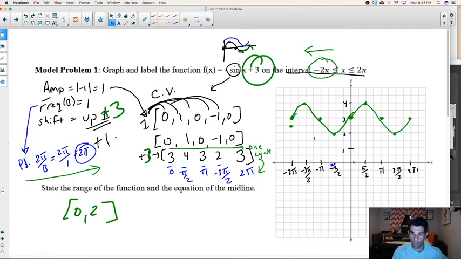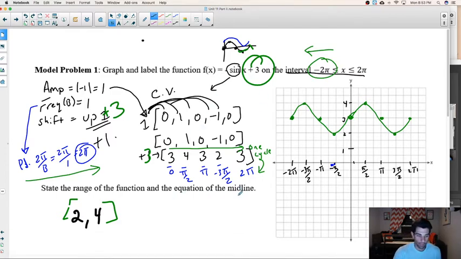Ooh, that should be 3. There's the 3. All right, so there it is. Much better looking and also correct. All right, let's do the range here. So now the lowest part of this graph is 2, and the highest part of this graph is 4.